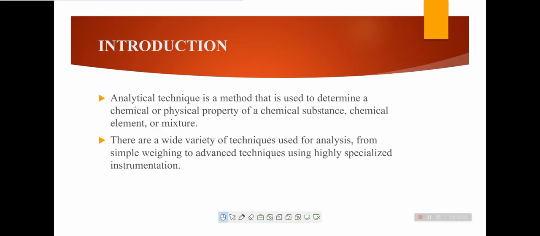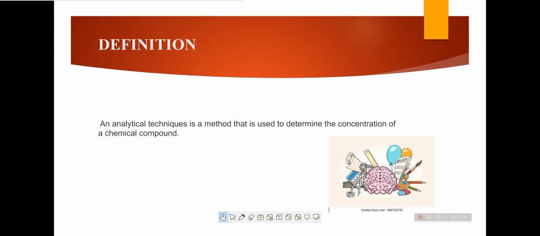So analytical technique is a method which is used in the laboratory to determine the physical or chemical property of a chemical substance, chemical element or mixture. There are a variety of techniques used for analyzing the chemical or physical property of elements. They can vary from simple weighing to advanced techniques performed using highly specialized equipment or instruments present in the laboratory. So it is a method to determine the concentration of a chemical compound, we can say.